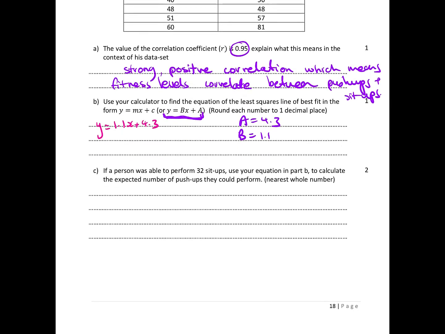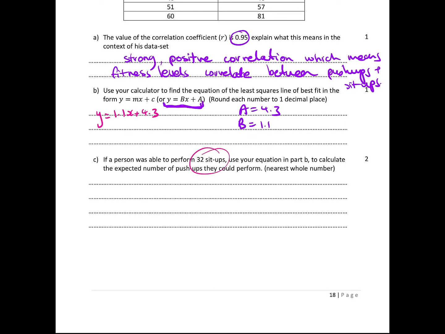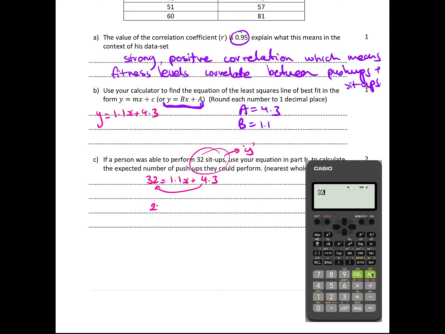All right, question C. If a person was able to perform 32 sit-ups, where sit-ups represents your y data, use the equation in part B to calculate the expected number of push-ups they perform. So now you've got 32 is equal to 1.1x plus 4.3. Let's take away 4.3 from both sides. So let's bring that over to here. So you get 27.7 is equal to 1.1x. Divide both sides by 1.1. You get x is equal to 25.18.